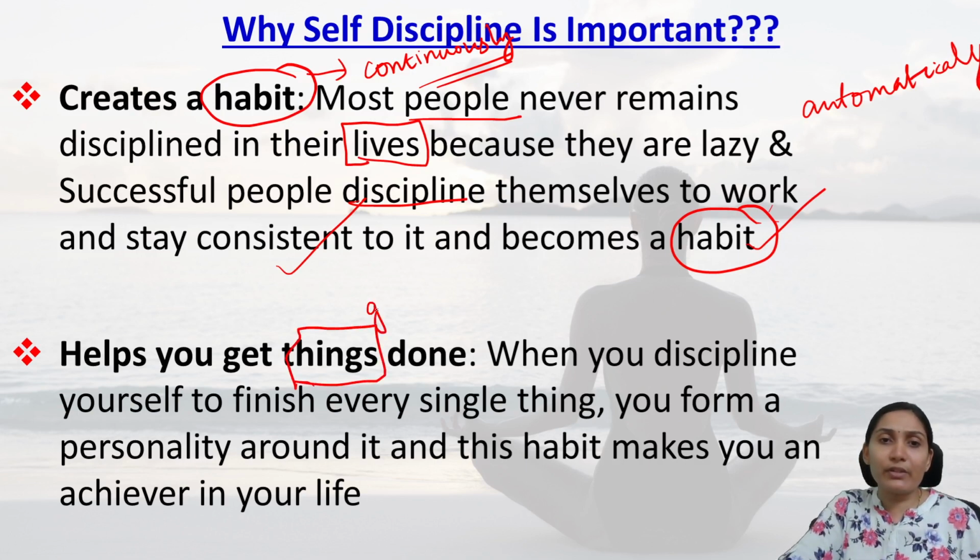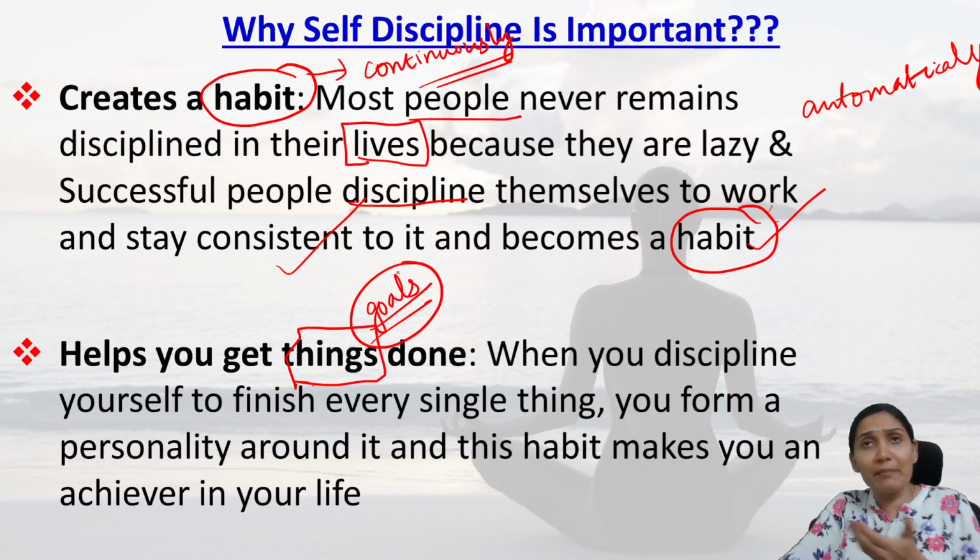Secondly, it will help you to get the things done. Things done here refers to your goals. It can be short term, small goals, or long term, bigger dreams or goals. So self-discipline will help you achieve your goals, or whatever you want to get done.